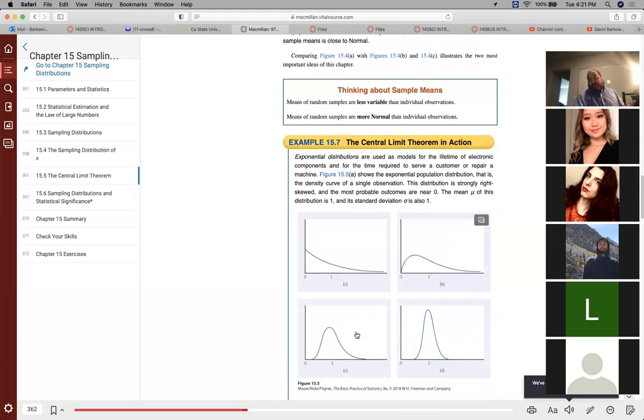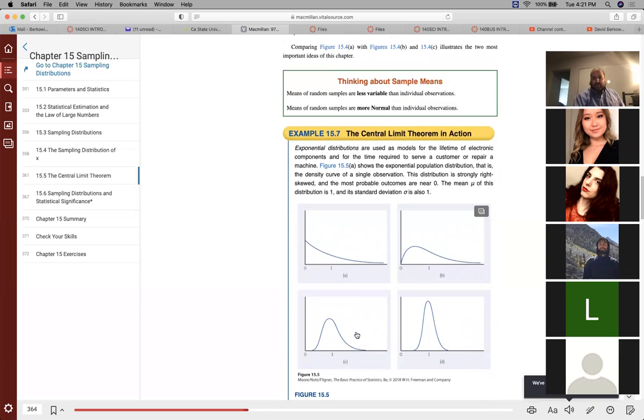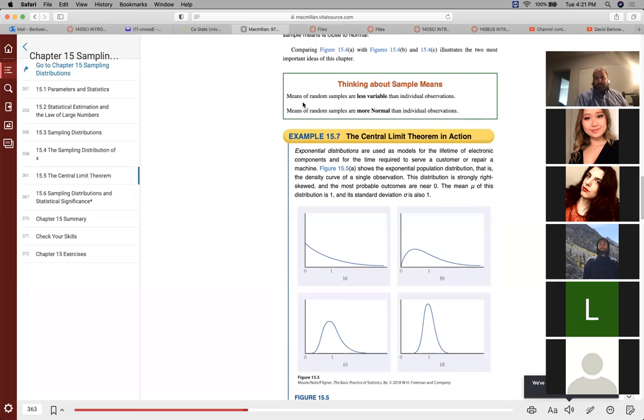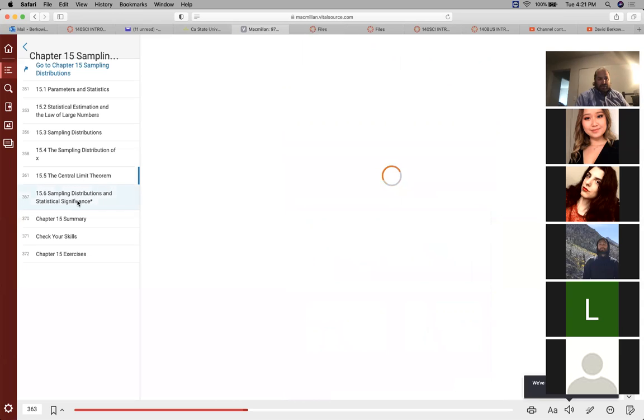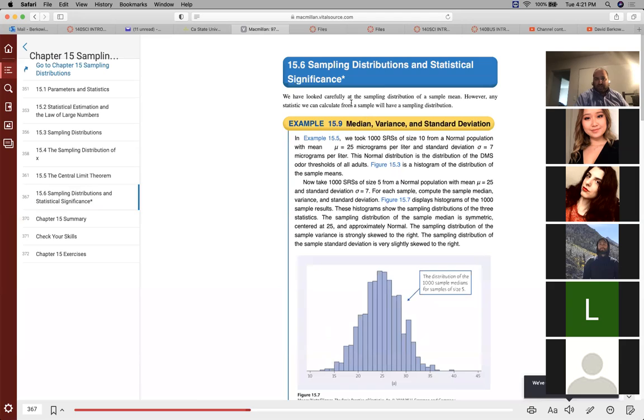It could be valid even with less than that, but it's safe to use n equals 30. So means of samples are less variable than individuals, and they're more normal than individual observations by the central limit theorem. Okay, and we didn't really do statistical significance. Well, I guess we did in the later sections.